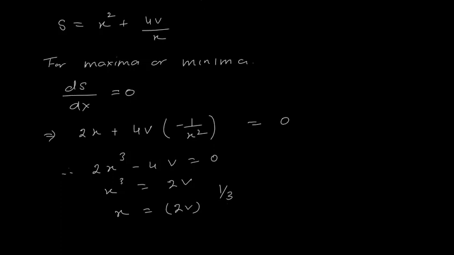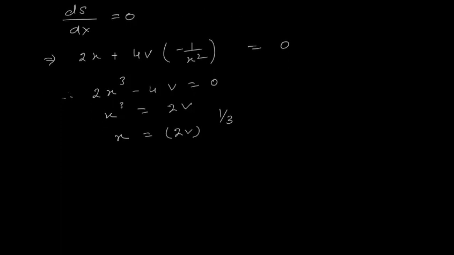Now I will find the second derivative also, because this value can give me a maximum or minimum value for the surface area, but whether it will give me a maximum or minimum, that I can find out from the second derivative test. So I will find d square s upon dx square.